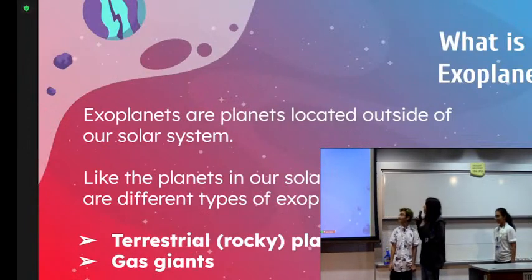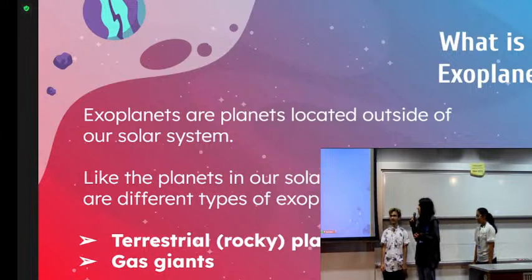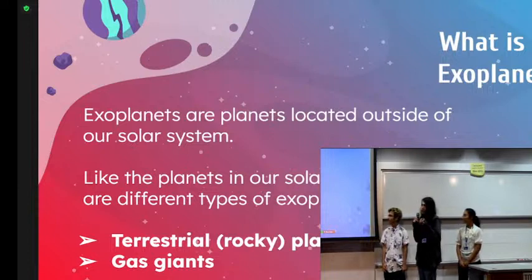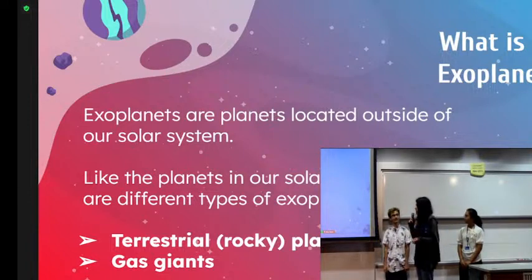Okay, so first of all, what is an exoplanet? An exoplanet is basically any planet that's not in our solar system. Much like our solar system, there are different types of planets. There's two main ones. There's terrestrial planets, which are rockier ones like Earth or Mars. And then there's gas giants, which are big balls of gas, basically, most notably Jupiter. There's also some that are kind of in the middle, like super-Earths and sub-Neptunes, which are just more of a mix.